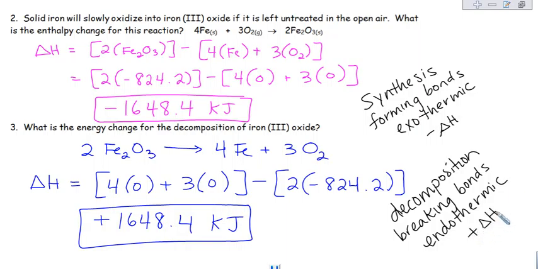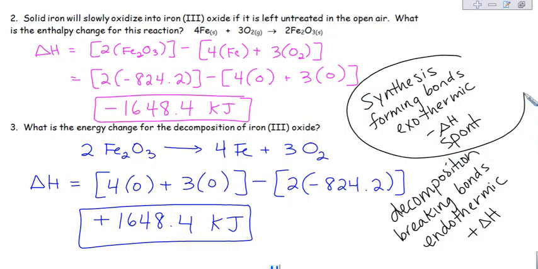Now the other thing that's kind of interesting too, which of these is favorable in nature? The rusting process? Or does rust just spontaneously turn back into iron and oxygen? And now you're probably thinking, oh yeah, this is spontaneous. The negative delta H, the exothermic change is more likely to be spontaneous. Nature favors rusting.